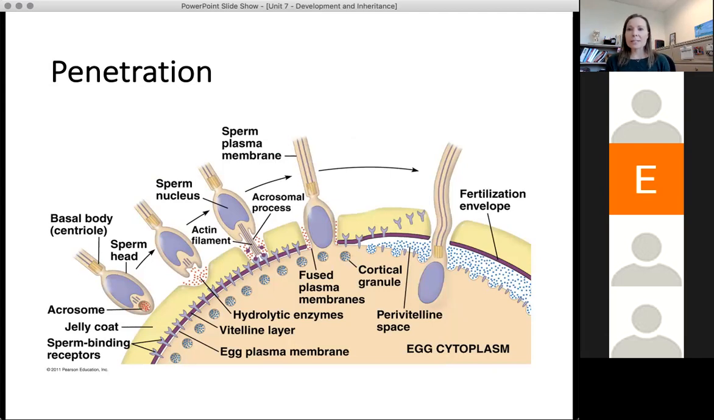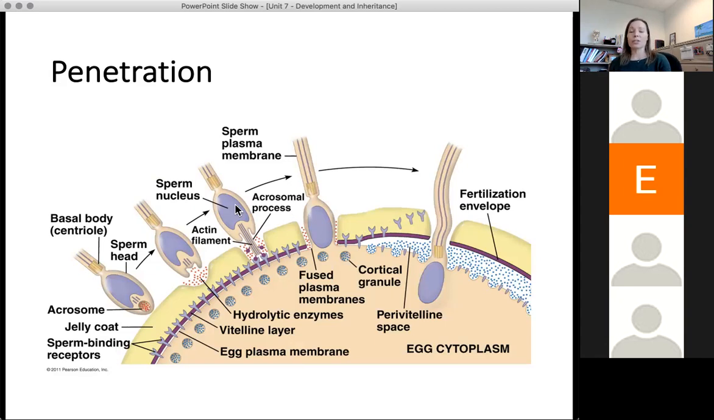So there's a fast block, which occurs very quickly, and then a slow block, which takes a little bit longer, but it's more permanent. The fast block, and these are explained already in your outline, is when the oocyte's receptors that bind to the sperm are actually shed. So that prevents other sperm from being able to bind to the oocyte. And then the slow block involves basically the hardening of the layer, which you can see here, the layer that surrounds the oocyte.